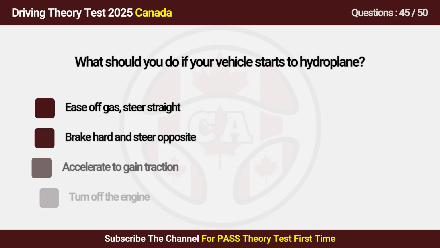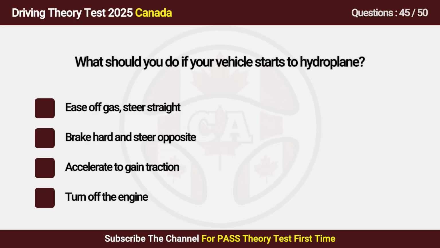Question 45. What should you do if your vehicle starts to hydroplane? A. Ease off gas, steer straight. B. Brake hard and steer opposite. C. Accelerate to gain traction. D. Turn off the engine.